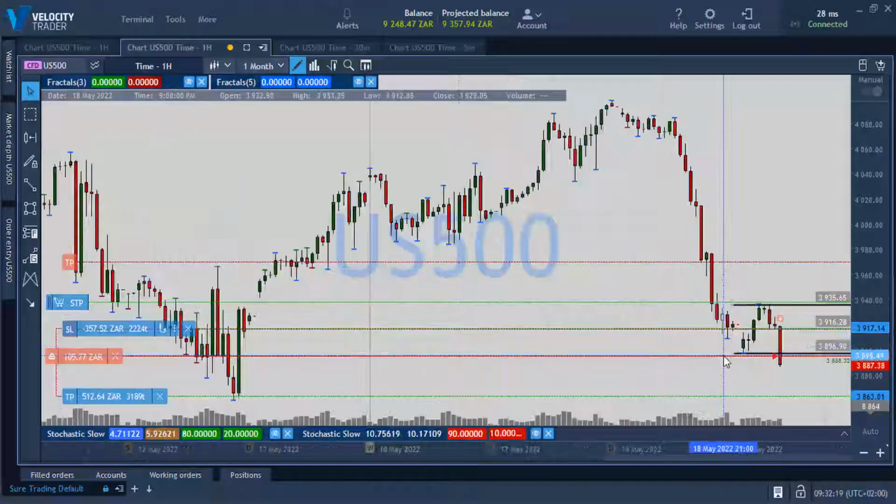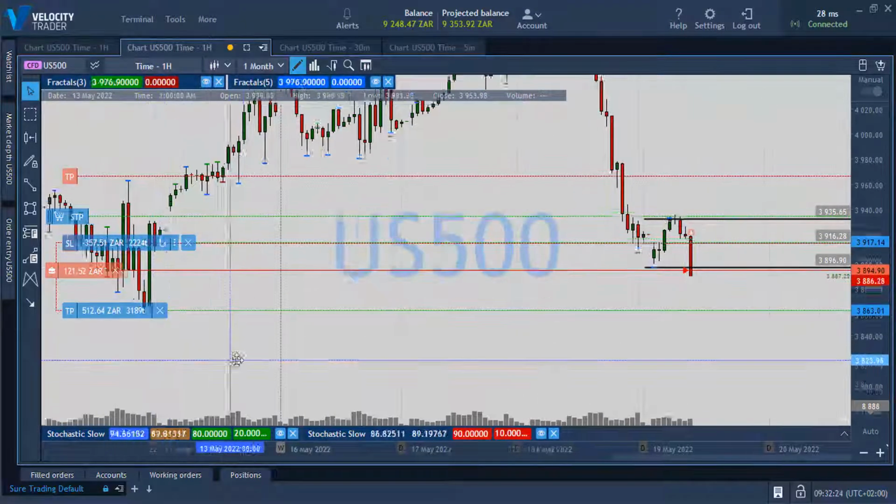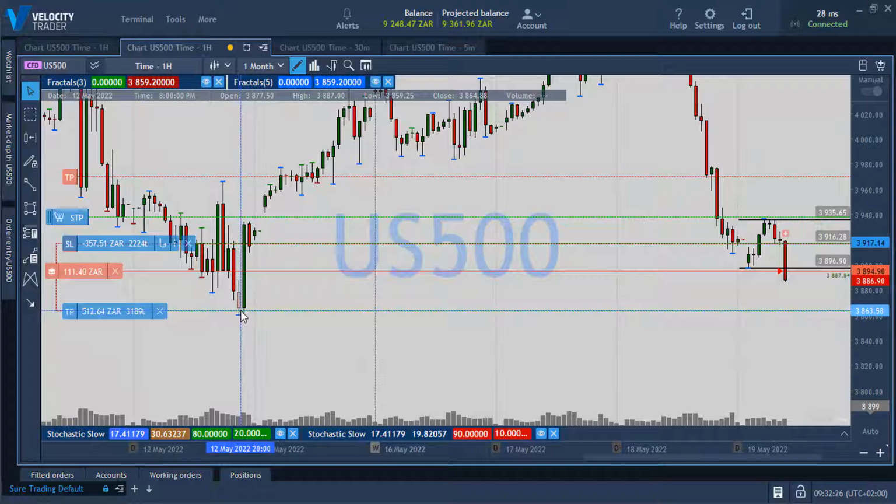Going quite quickly actually. 105 rand up. We've got our take profit at this level over here, which I think is the perfect level. It's at the bottom right at these spikes.